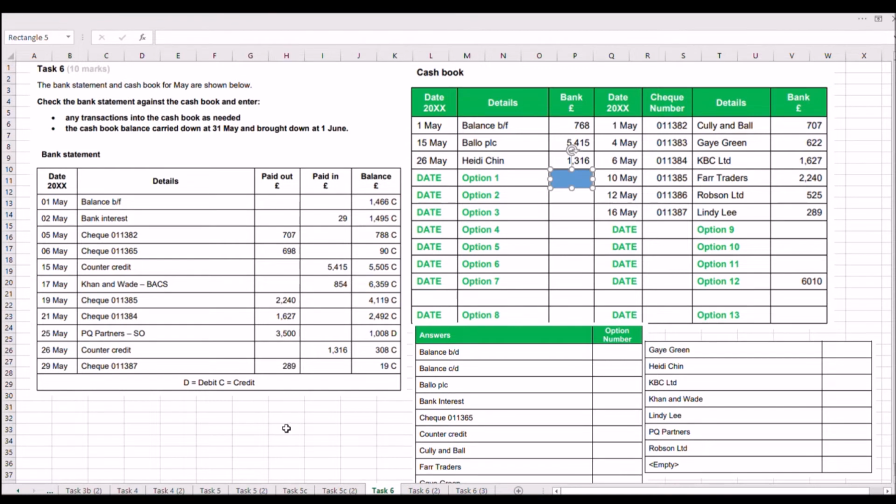Now, it's a 10-mark question here. What you really need to do on this question is, although you're going to put the figures in, you actually need to do a full bank reconciliation because that allows you to check your work. So do the full bank reconciliation. You'll probably get this done in about 8 minutes. So we'll come back in 8 minutes and do the answer.